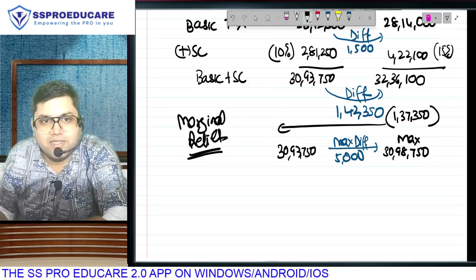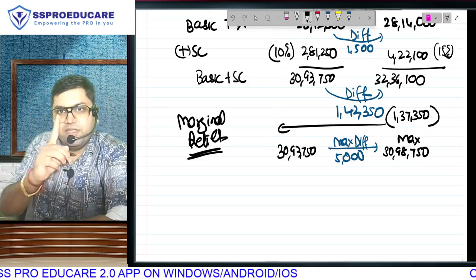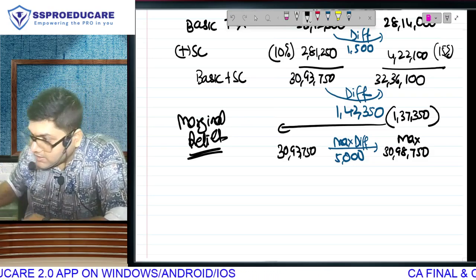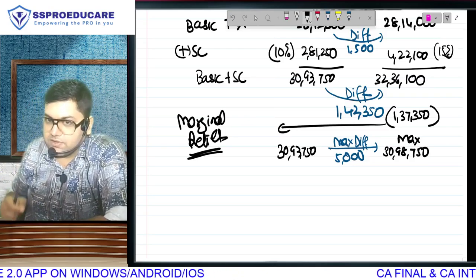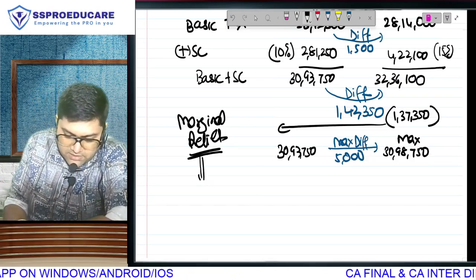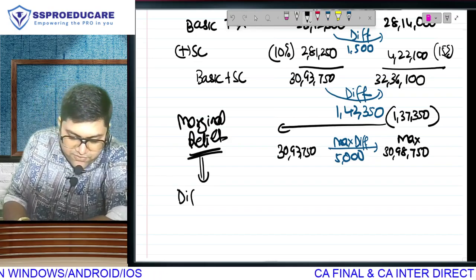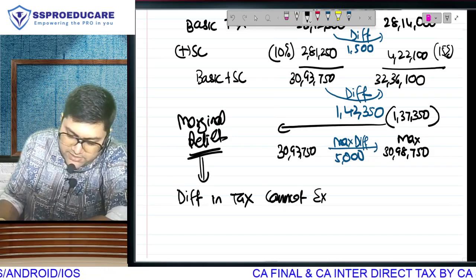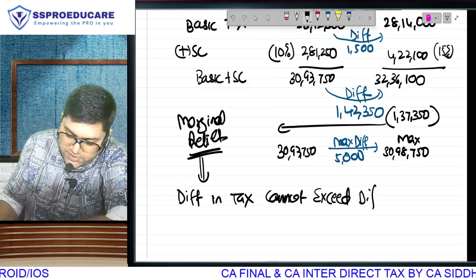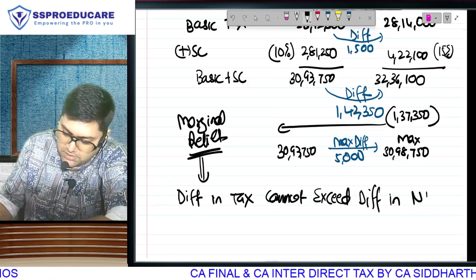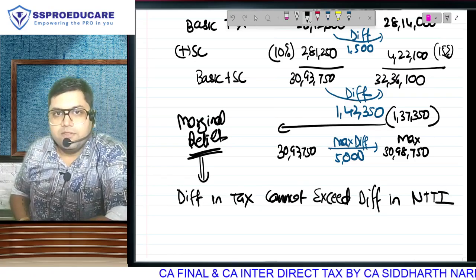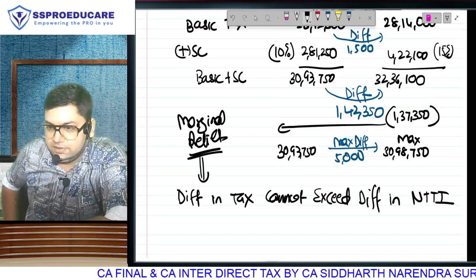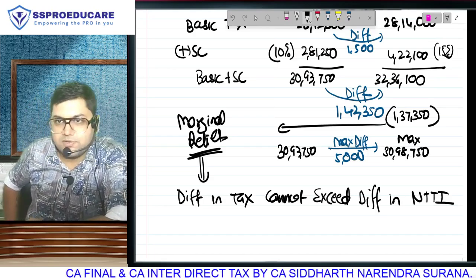And if I have to explain the concept of marginal relief in one sentence, I can speak about it for hours and hours and you will not understand. One sentence is good enough to make you understand. Kya? The difference in tax cannot exceed the difference in income, and that is your concept of marginal relief.